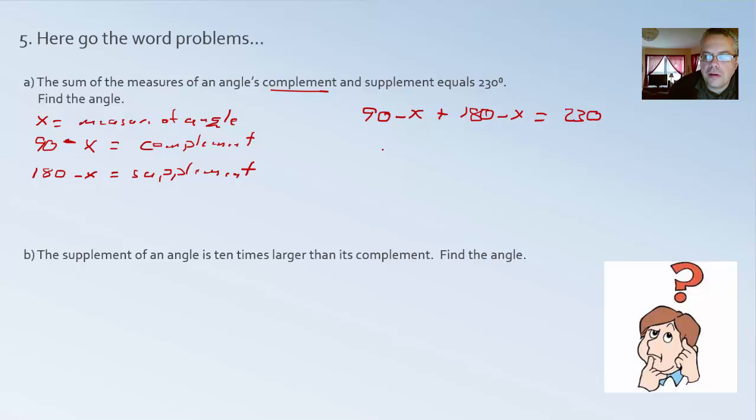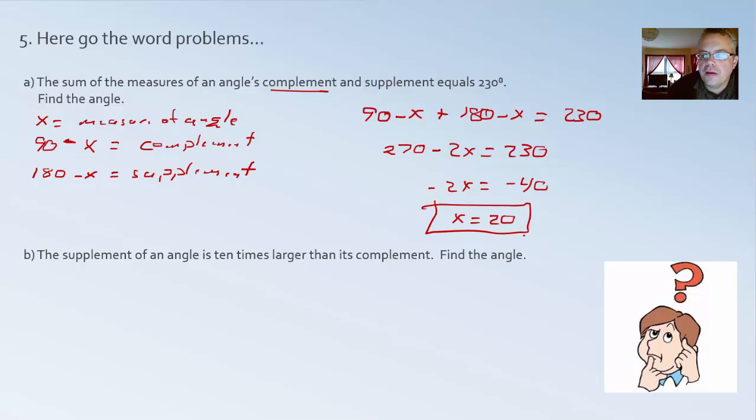Okay, and then we can combine like terms and solve. So we get 270 minus x, and another minus x is minus 2x, equals 230. If we subtract 270 from both sides, we get negative 2x equals negative 40. And if I divide by negative 2, I get x is 20. The original angle was 20 degrees. And just as a check, its complement would be 70. Its supplement would be 160, and sure enough, when you add them, you get 230. So 20 degrees is our angle.